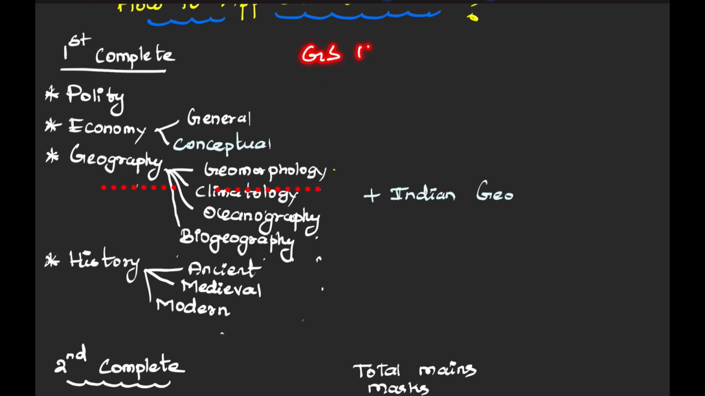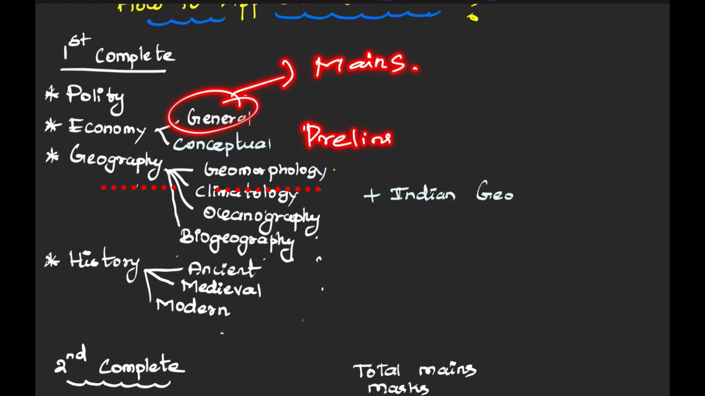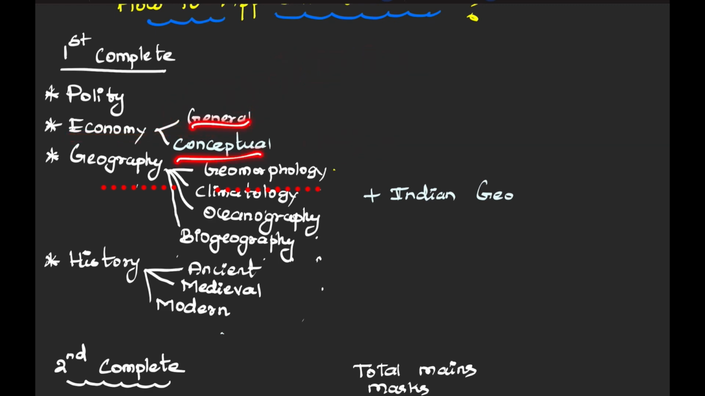If you take the GS3 paper, there are topics like issues with respect to direct and indirect farm subsidies. Okay, all these topics come under general economy. So mostly conceptual economy comes under prelims, and the general comes under the mains. You should completely study both general and conceptual. What topics come under conceptual and general, we will look at in a later video.